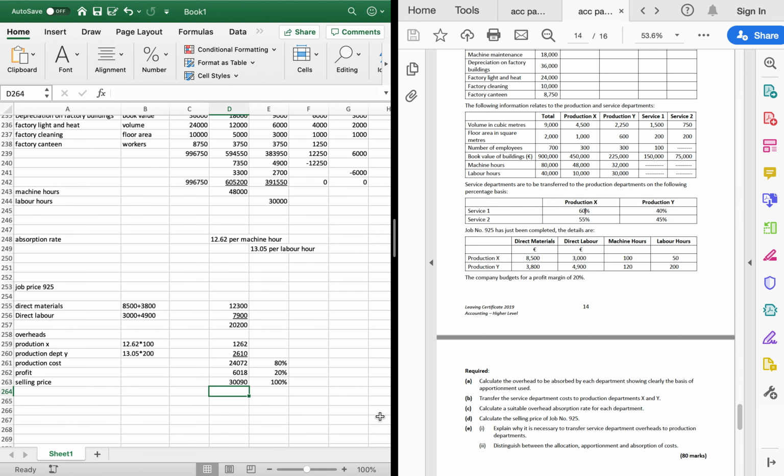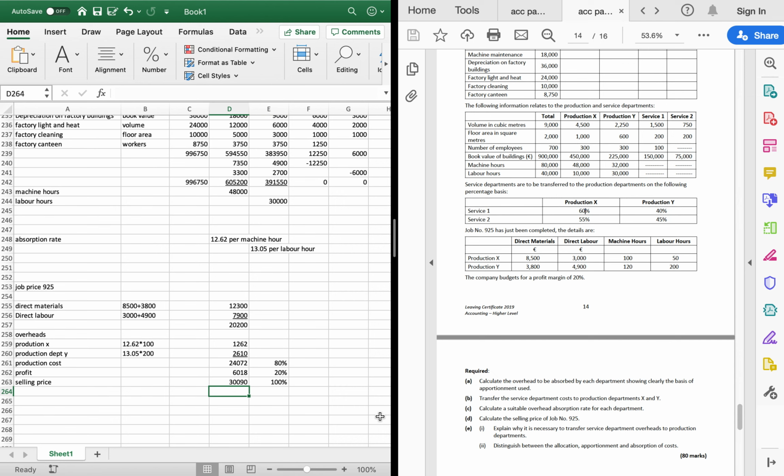Explain why it's necessary to transfer service department overheads to production overheads. We gave that answer. Service departments are not able to get their costs back. They're secondary to production, in addition to production. They are costs that exist for the business, but they're not production costs, but you do have to charge for them. So you can only recover them by adding them into the production costs so that they become part of the overall cost for any given job.